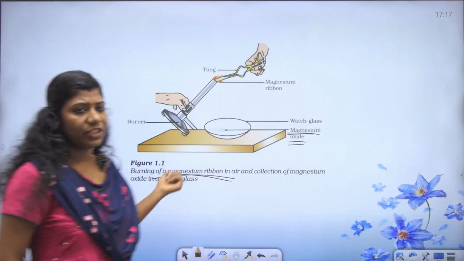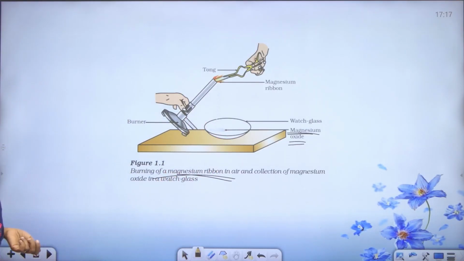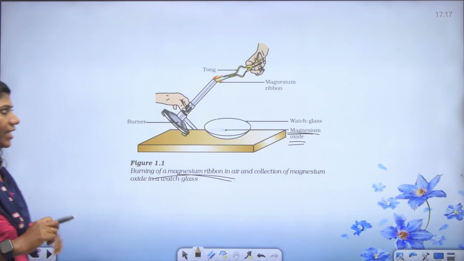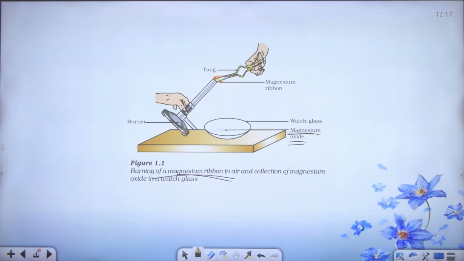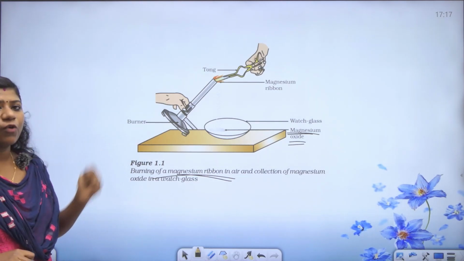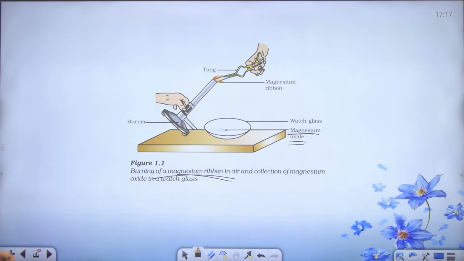Here a chemical change occurs. Burning of magnesium ribbon is a chemical change. So the reaction is a chemical reaction. Magnesium reacts with oxygen, or magnesium reacts in the presence of air, to form magnesium oxide.